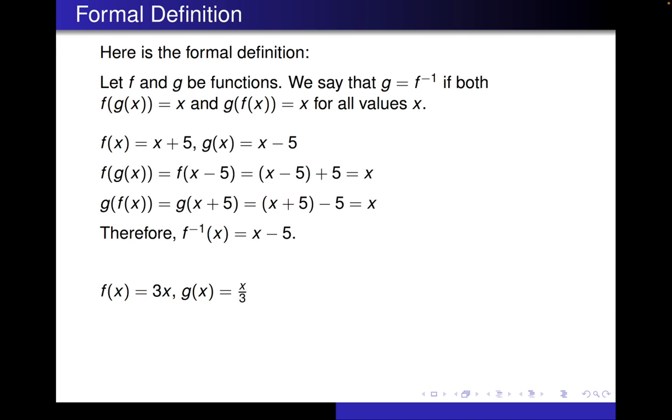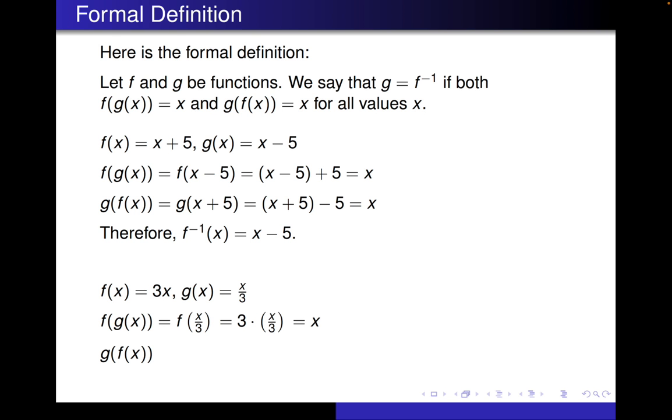So let's do the same thing with f of x equals 3x and g of x equals x over 3. Now, if I take f of g of x, g of x is x over 3, so I can just put that in. F of x equals 3x takes the input and multiplies it by 3. So if my input is x over 3, my output is going to be 3 times x over 3. The 3's cancel each other out to give me x, which is exactly what we wanted.